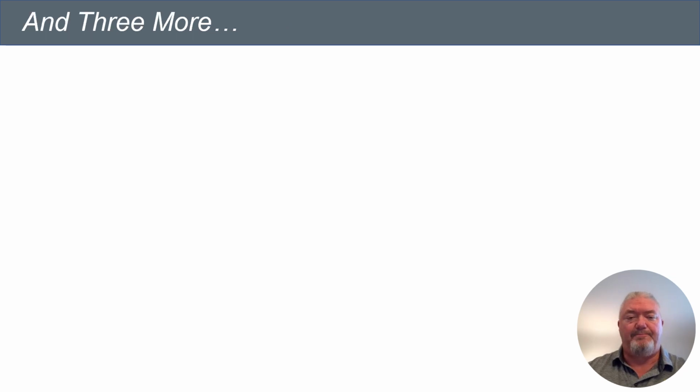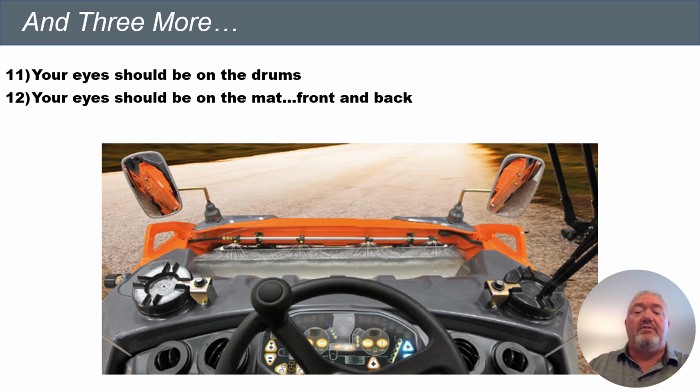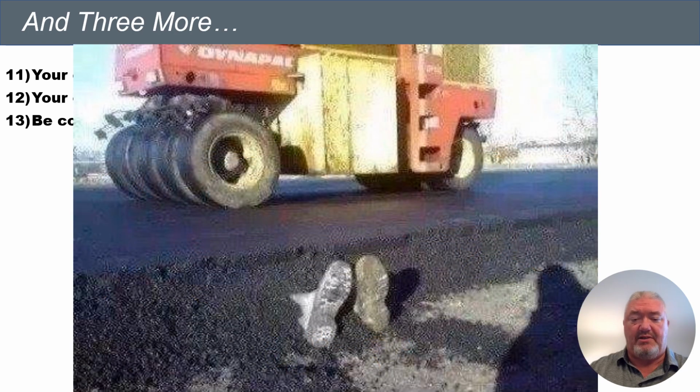There's three more. One more is we want to make sure our eyes are on the drums and the water system to make sure that the water is covering the drums sufficiently and we're not picking anything up on the drums. We also want to make sure that we're not running anything over, so we need to be aware of what's in front and behind us as well too. It's all about being consistent. Because if we're not paying attention, we might end up like this guy.